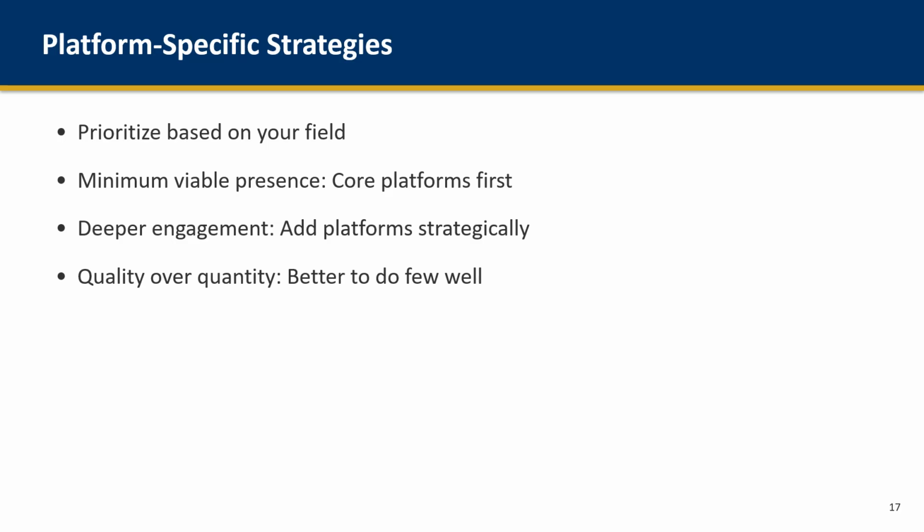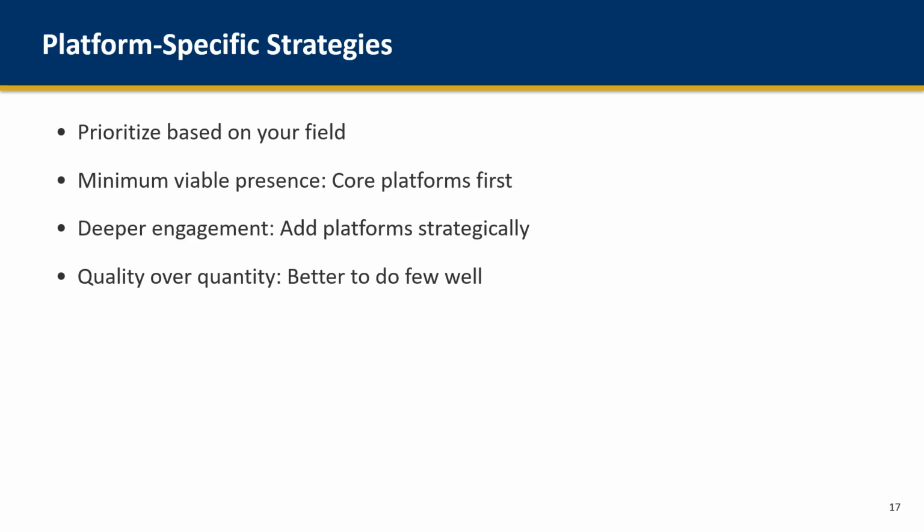Some fields are active on ResearchGate while others are not. Observe where established scholars in your field are present and focus there. Establish minimum viable presence on core platforms first. Google Scholar, ORCID, and your institutional profile are essential regardless of field. These require minimal maintenance while providing significant visibility and functionality. Get these working before expanding to additional platforms.